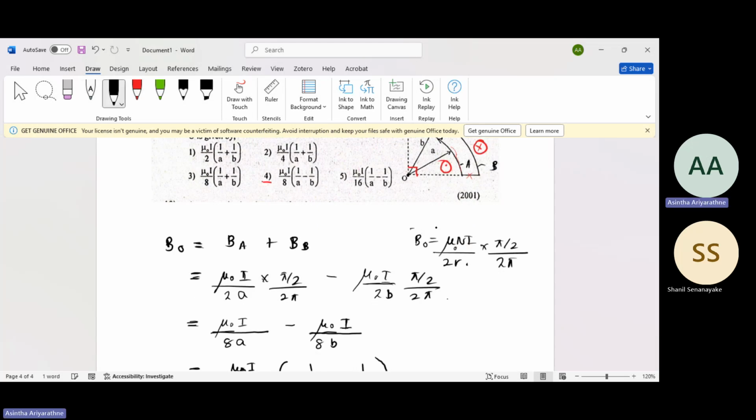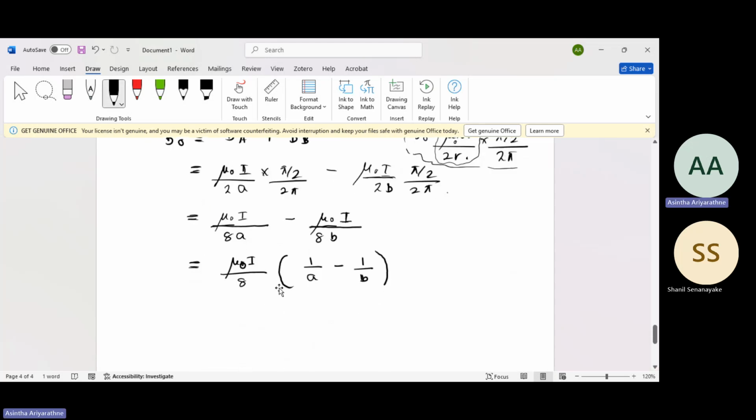Yes, we have to use the basic equation, but this equation is for a total circular loop, a complete circular loop. But here it is not a complete circular loop. Here it is only a quarter. So we have to divide by 2π and multiply by phi over 2 to get the corresponding value.